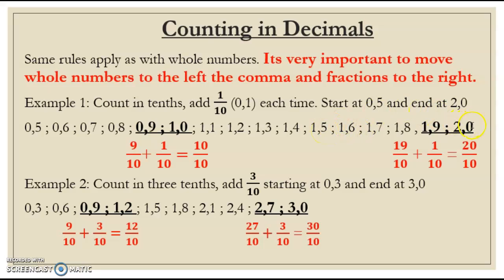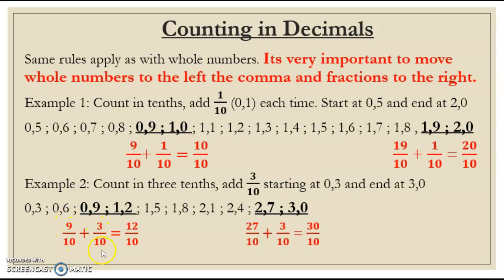So remember, we keep the parts on the right of the comma and the wholes on the left side of the comma. Example number 2. Count in 3/10. That means add 3/10. We're going to start at 0,3 and end at 3 wholes. So 0,3 plus 3/10 is 0,6 plus 3/10, 0,9.